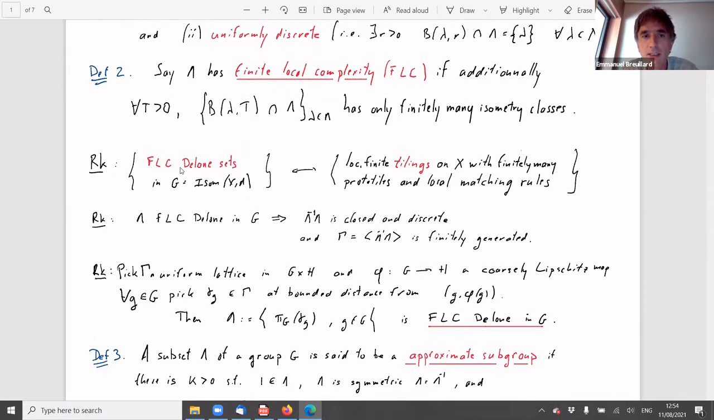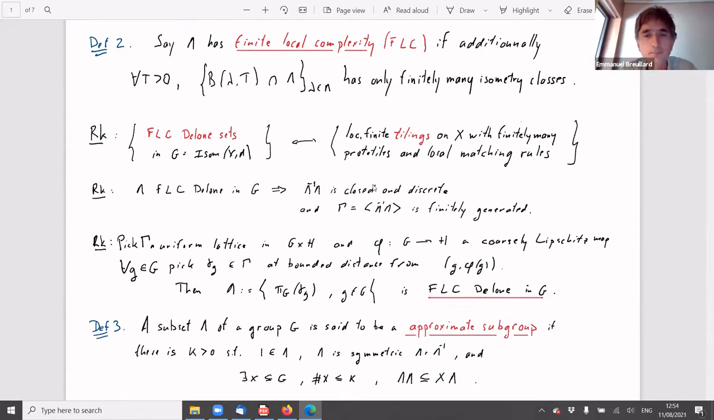And it's a remark that essentially the FLC Delaunay sets in the isometry group of my space correspond to tilings of the space with finitely many prototiles that are translated by isometries, and local matching rules that make sure that you can have only finitely many configurations in a fixed ball. It's also easy to see that a Delaunay set is FLC, essentially if and only if Lambda inverse Lambda is closed and discrete. So it's a locally finite set in the group G. That's just a reformulation of the definition.